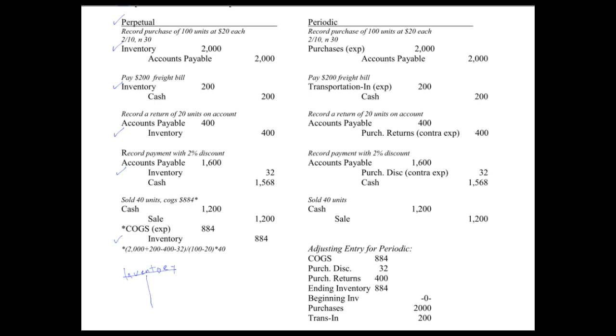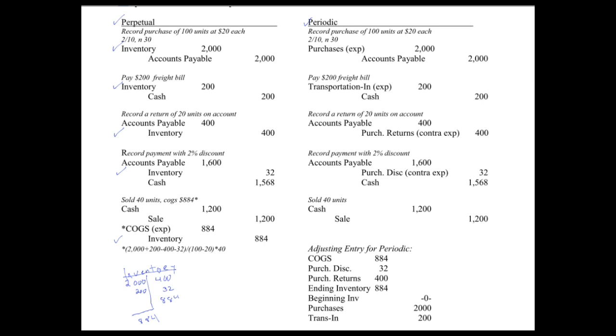So our inventory account picks up the purchase, it picks up the freight, it picks up the return, it picks up the discount, and it picks up the sale immediately throughout the period. So the inventory account is kept perpetually up to date, and at the end of the period, the general ledger account tracks all the activity. Let's compare that now with the periodic system.